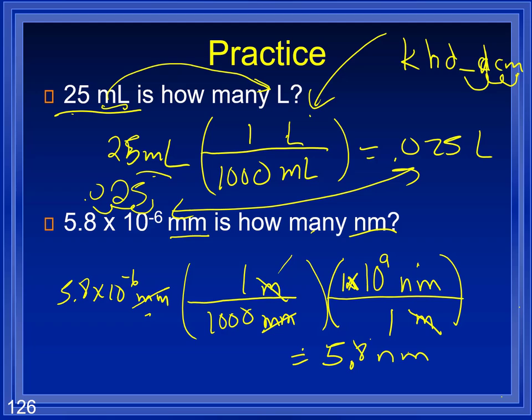And quiz next time I see you on Thursday over all the way up through the metric system. So I'll expect you to know the metric system, but you won't have to do conversions, density, or percent error on the quiz on Thursday.